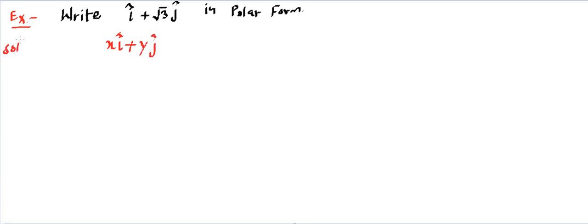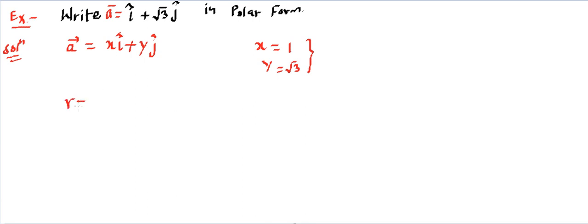Now the solution. Let's say this vector is indicated by A vector. So A vector is equal to x i cap plus y j cap. We can compare this. After comparison, we get the value of x as 1 and the value of y as root 3. Once we have the value of x and y, we can find the value of r and theta.